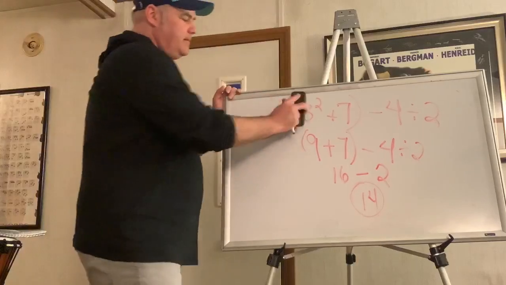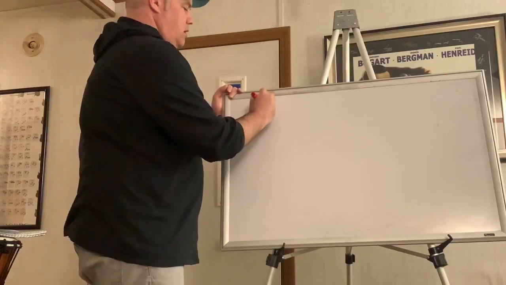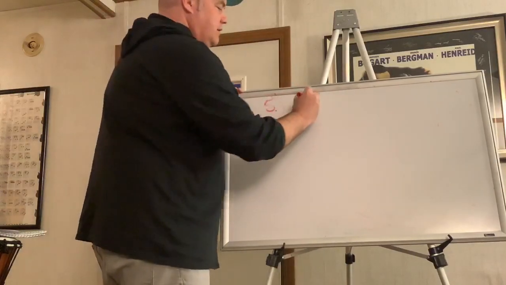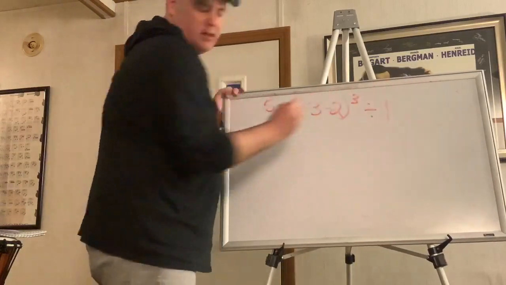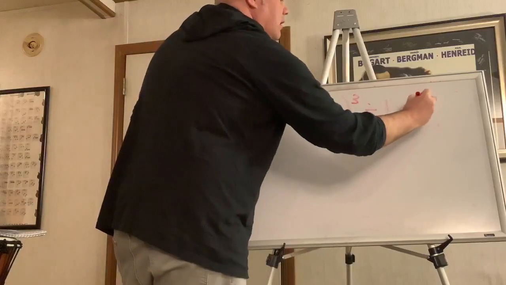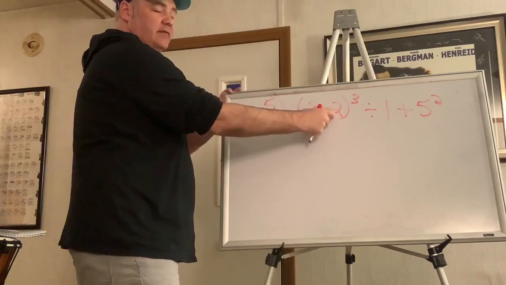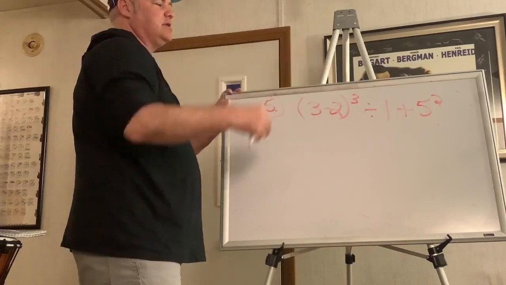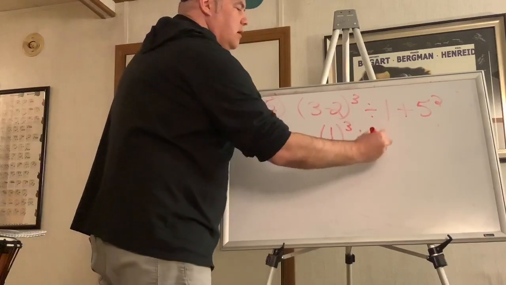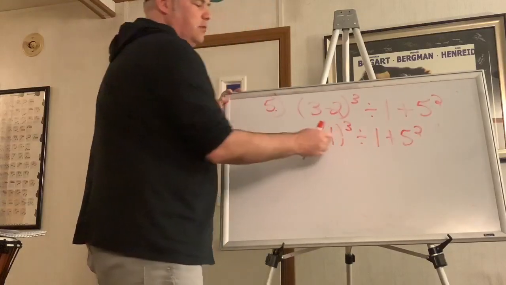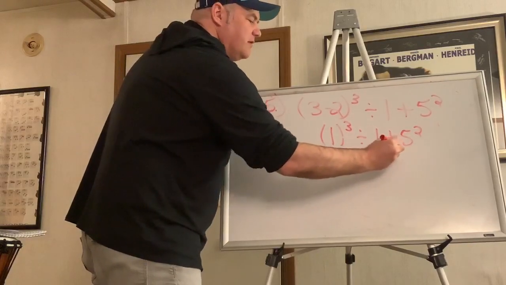All right, last one. Was 3 minus 2, and then you cube that, divided by 1, plus 5 squared. Okay, so this one, the exponent is outside the parentheses, so you have to do parentheses first, P-E-M-D-A-S. So the parentheses first is 1. 1 cubed is 1 times 1 times 1, which is 1. Divided by 1 plus 5 squared.